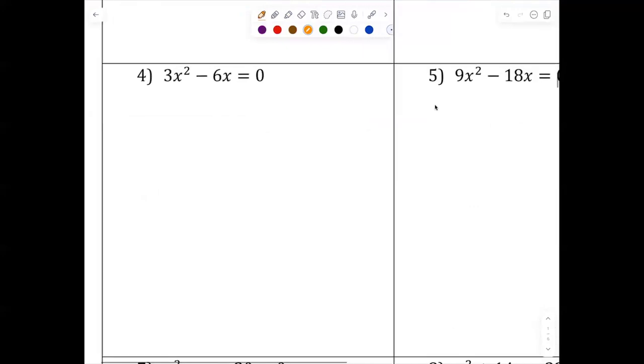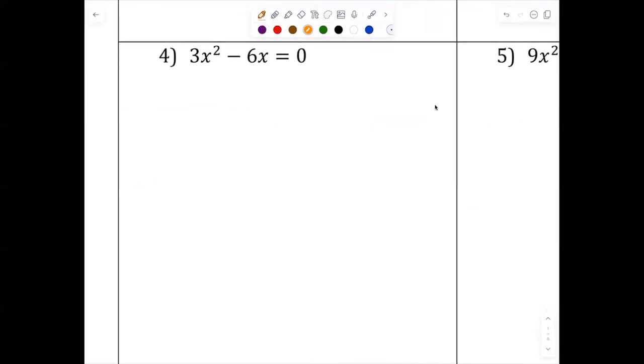Now we have a problem with number 4. The reason we have a problem with number 4 is because the other problems were easy because they were already what? Factored. Now we have to factor to do it. And because some of you don't know how to factor, this is a problem.